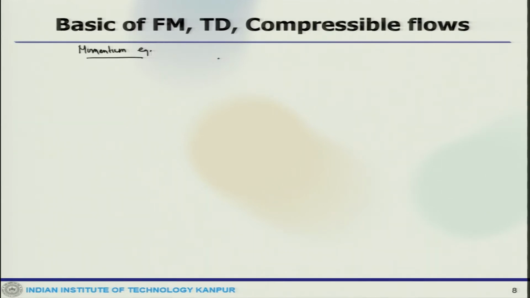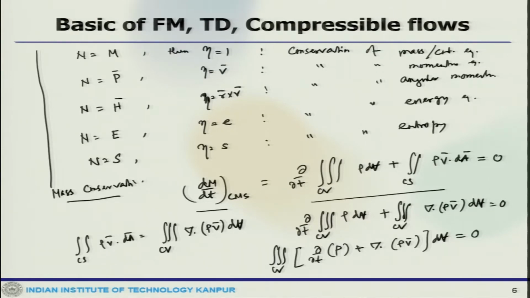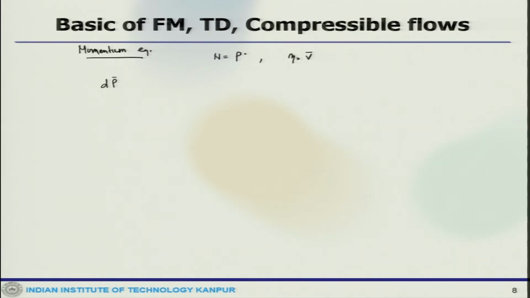Now, here N would be rho and eta would be the velocity vector for the momentum equation. So, we can write d by dt of the momentum for the control mass system, which is nothing but all the forces, that is the summation of all F_s plus F_b.